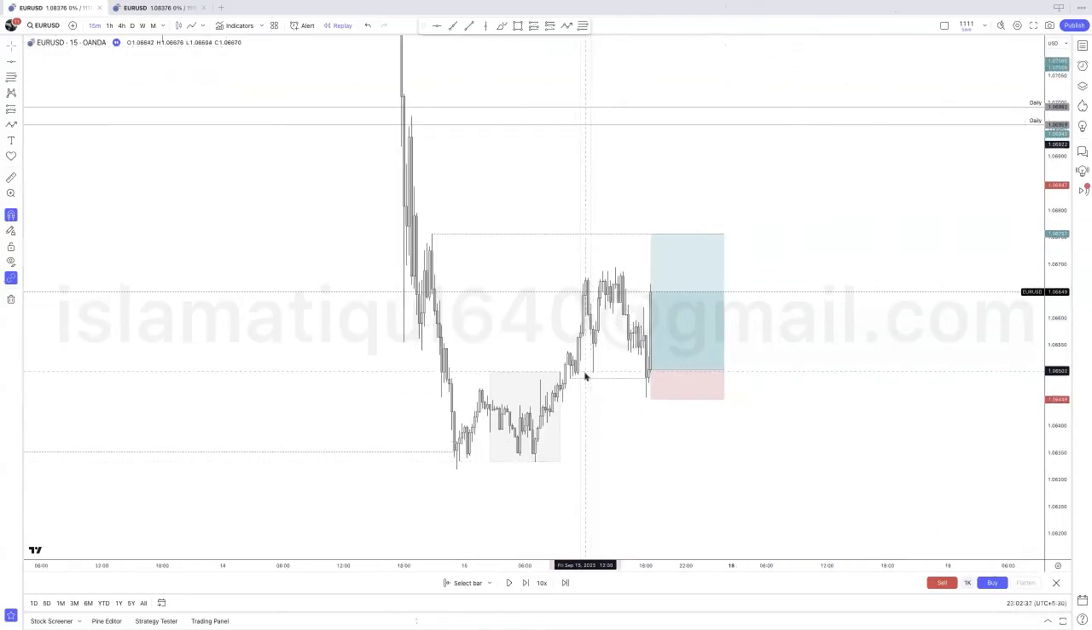Because in here, why didn't this move last long? Ask yourself. Because it never swept liquidity. Why did this move last long? Because they did sweep liquidity. Very important stuff. Swept, big push.